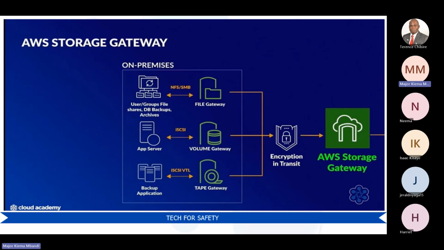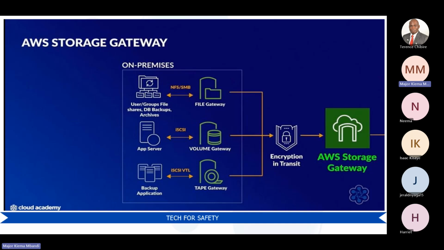Storage gateways, I think we did for hybrid storage solutions. So when you have your on-premise and you need to maintain a hybrid storage solution, you can use a file gateway, volume, and tape. Protocols used in file are NFS and SMB. NFS is for Linux-based, SMB is for Windows-based. For volume gateway, you can use SCSI, and for tape gateway, you can use SCSI VTL.